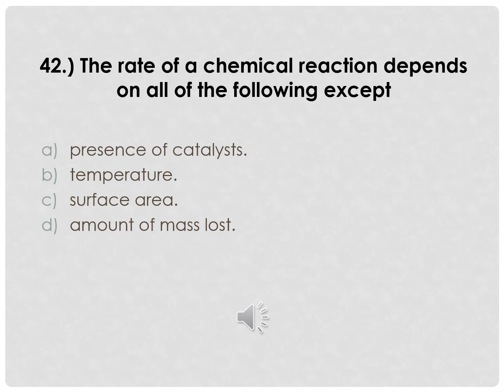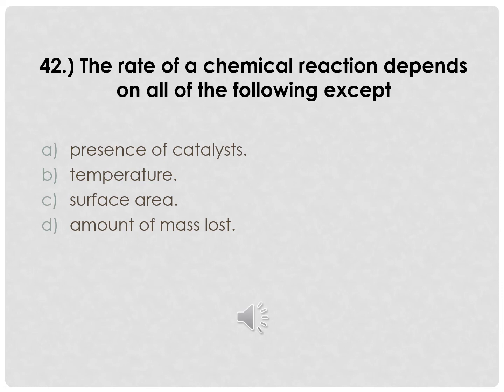The rate of a chemical reaction depends on all of the following except A, presence of catalysts, B, temperature, C, surface area, or D, amount of mass lost. So let's look at A, presence of catalysts. Catalysts are things that speed up chemical reactions. So the rate of a chemical reaction definitely depends on the presence of catalysts. So we can rule out letter A.